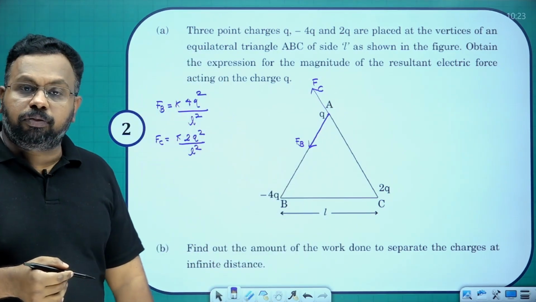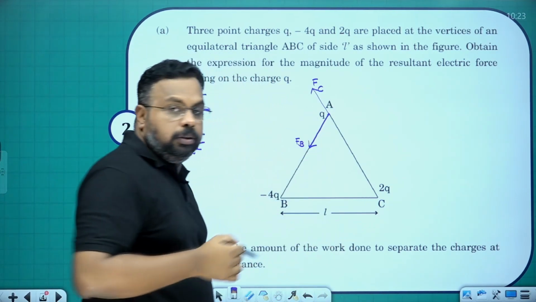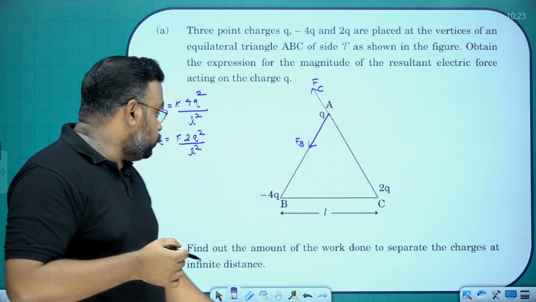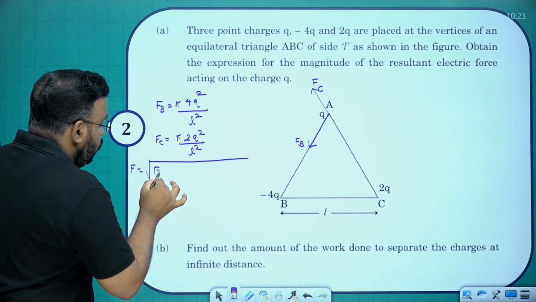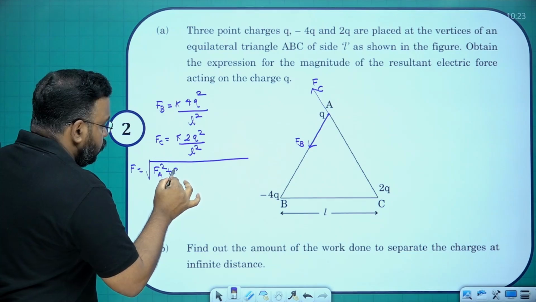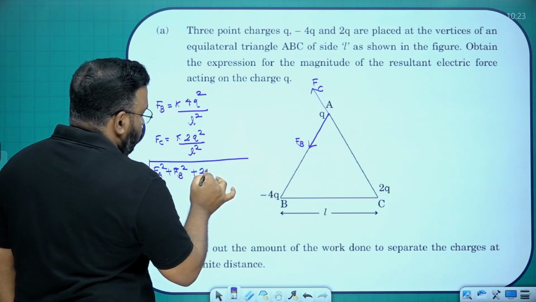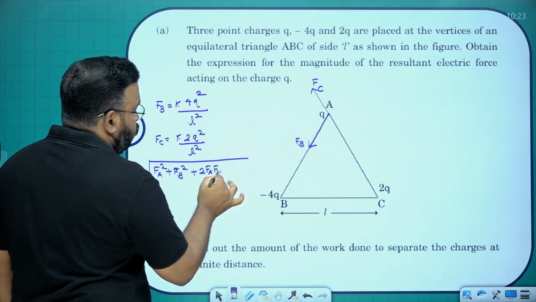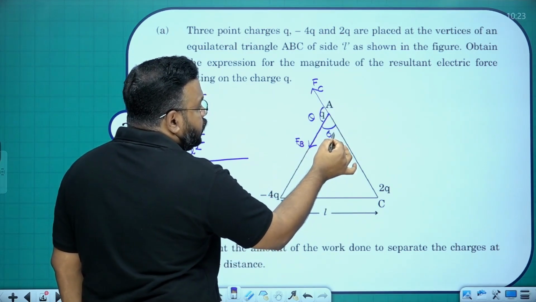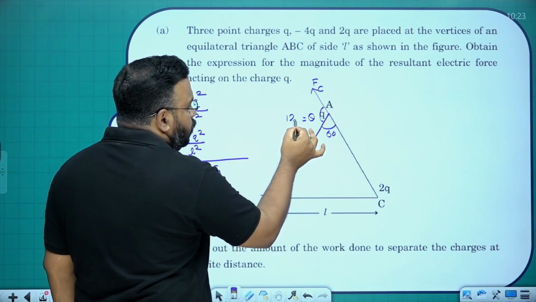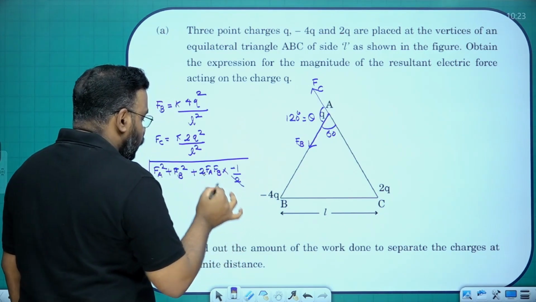Now, we need to find the resultant of these two. How can you find the resultant? You can use the vector addition formula. These two vectors are acting at some angle theta, and you know the formula for the resultant: F is equal to root of FA square plus FB square plus 2FA FB cos theta. What is theta? This angle is theta. You know that this is an equilateral triangle, so surely this angle will be 60. That means this angle will be equal to 120 degree. So here we get cos 120. What is cos 120? It is minus 1 by 2. So 2 got cancelled.